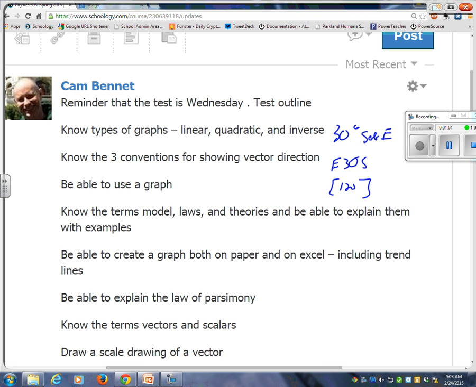You should know the terms model, laws, and theories and be able to explain them with examples. Do you want me to refresh your memory about those? Yeah. So a scientific model is something that helps us to explain, right? It's usually a physical representation of something that we can't see. Good examples would be the globe, the atomic model, the solar system model, and the whole plate tectonic thing about the Earth's crust. You know how that works? Big giant plates, the Earth made up like jigsaw puzzles. That would be another example.